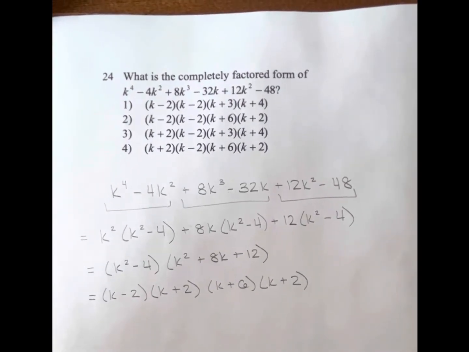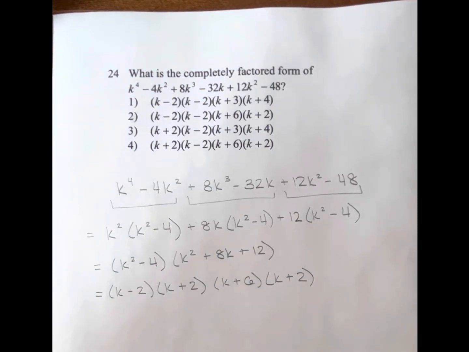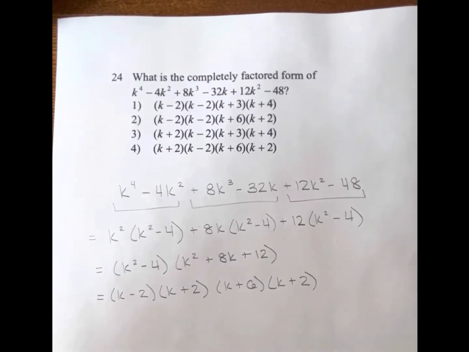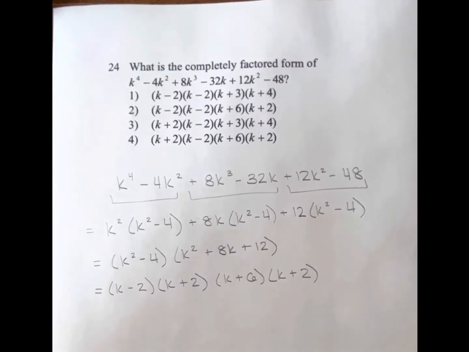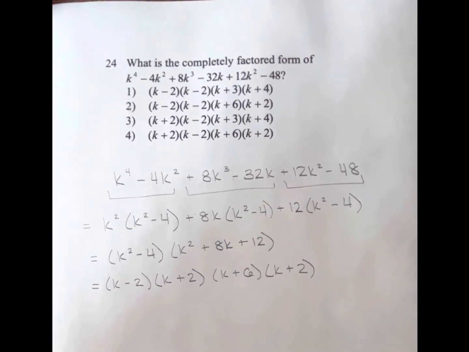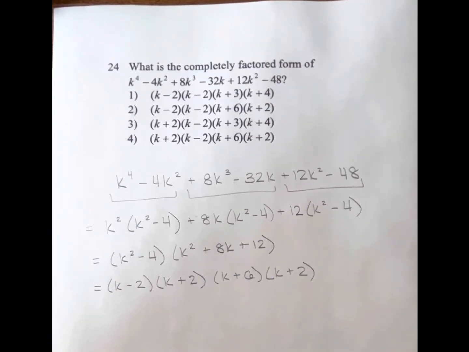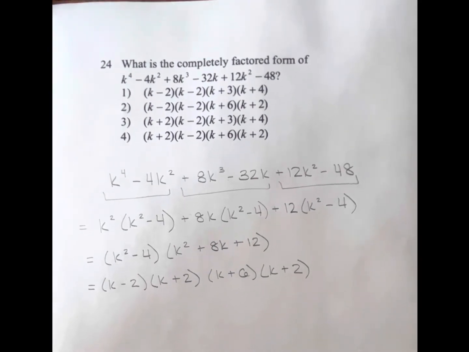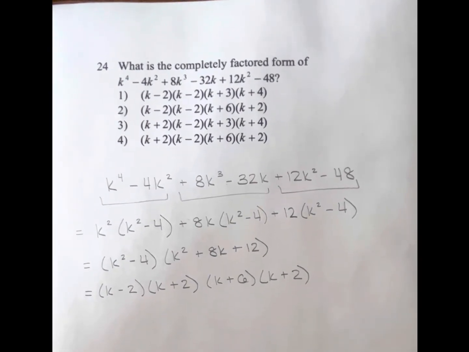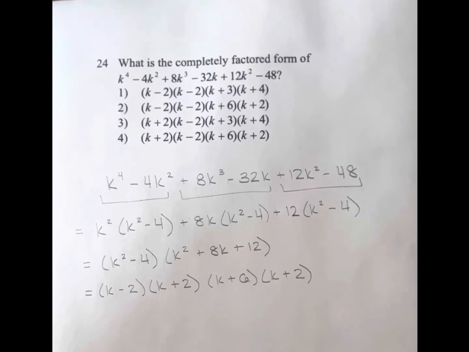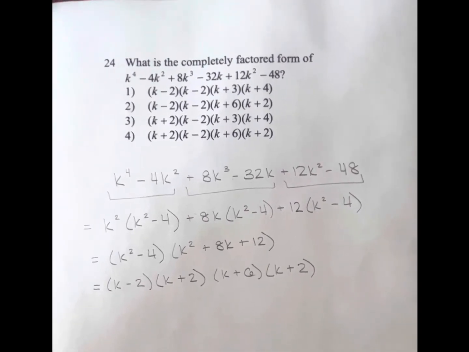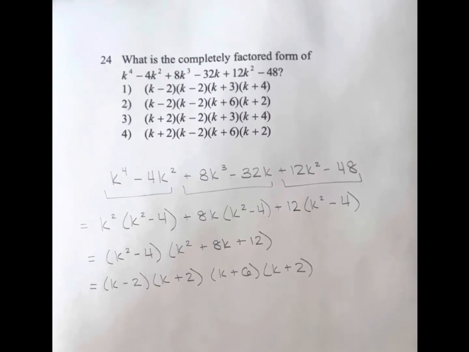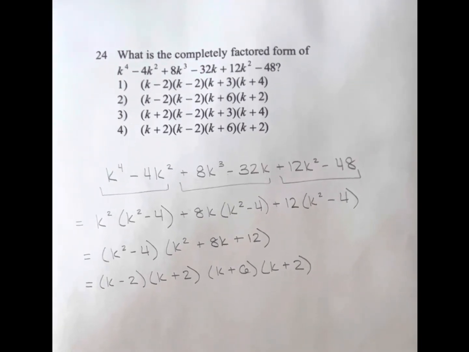We can further factor both of those because k squared minus 4 is the difference of two squares, which can be factored to k minus 2 and k plus 2. And then for the trinomial, the two numbers that have a product of 12 but a sum of 8 are 6 and 2. So we'll have k plus 6 and k plus 2. Therefore, the answer to this question is choice 4.